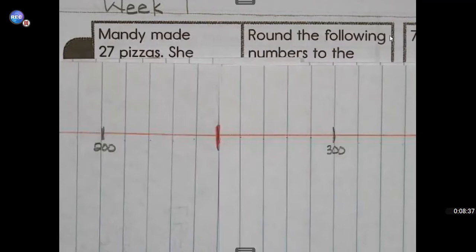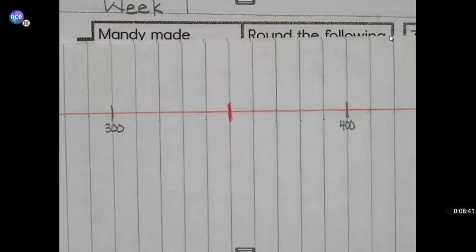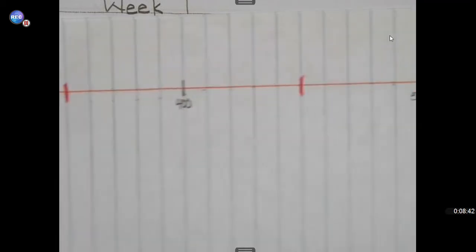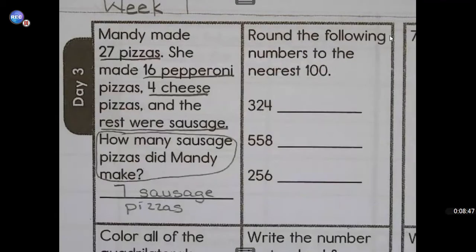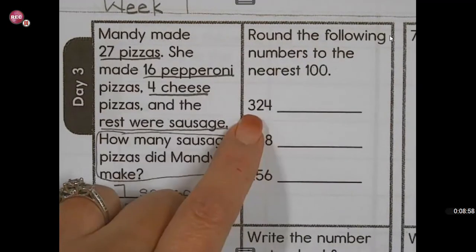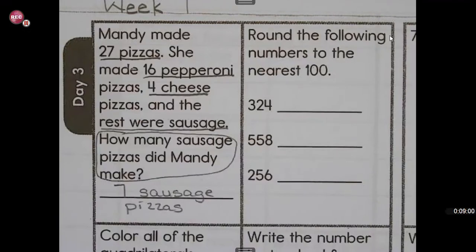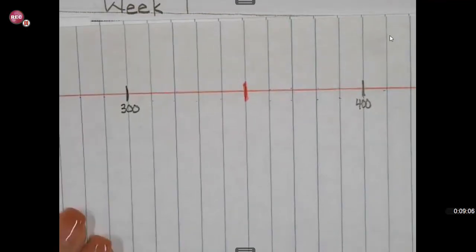Then I have 200 to 300. Then I have 300 to 400. And I have 400 to 500. So let's look at our first number that we want to round. The first number that we want to round is the number 324. So if we look at our hundreds place, we see 300. And then we would know that 324 is going to fall between 300 and 400.